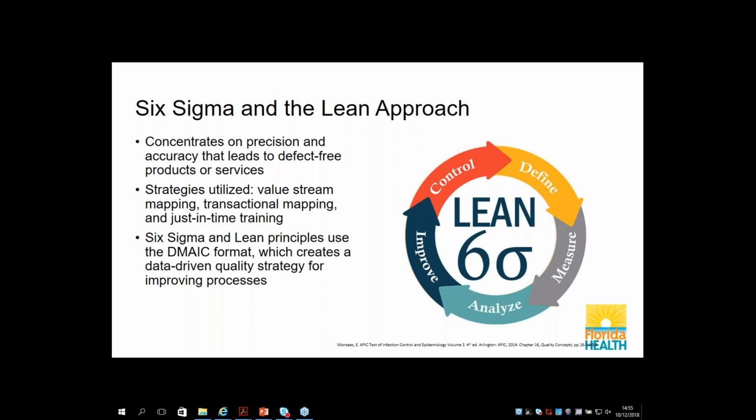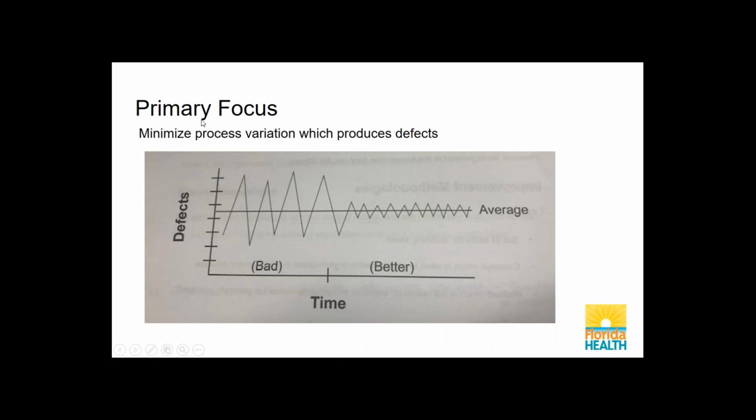So the primary focus for the Six Sigma and Lean approach is that you really want to minimize process variation, which produces defects. This was started in engineering with Toyota. They wanted to reduce the variation. Here you see you have variation and defects. The more variation that you have, the worse the outcome is going to be. But once you're able to reduce that variation and get it down to an average, the better it's going to be. So in healthcare, if you can reduce the variation in which your nurses are inserting Foley catheters, or the variation in which they're providing Foley care or central line care, that's going to be a better outcome for your patients because you're reducing that variation and ensuring that everyone is doing all of the same things. I hope that makes sense.